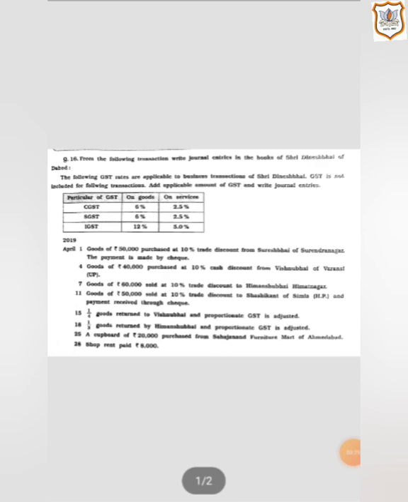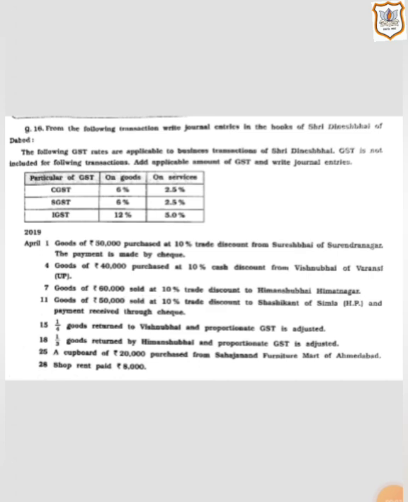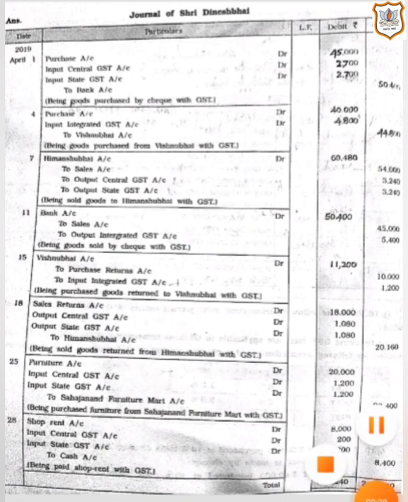The next date is the 4th. Goods of rupees 40,000 purchased at 10% cash discount from Vishnu Bhai of Varanasi, UP. Now you can see that this is the case of an interstate transaction, as Varanasi is in Uttar Pradesh and Dahod is in Gujarat. So the locations of supplier and purchaser are in different states. So the IGST rate will be applicable. Let us see the journal entry.